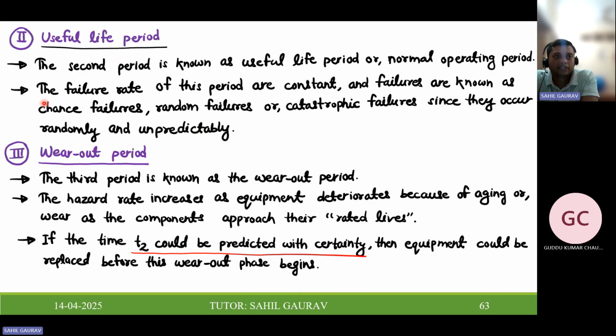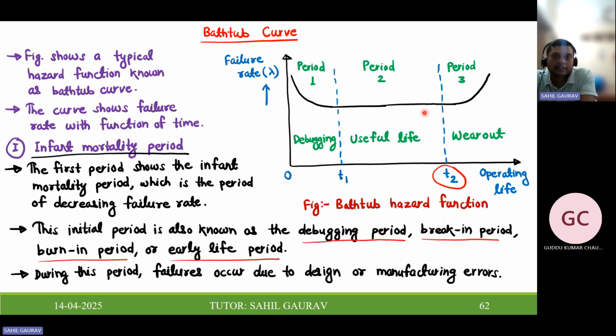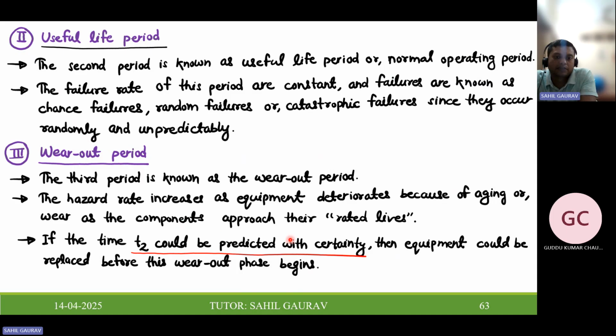While period 2 we call the useful life period or normally operating period. The failure rate of this period is constant, and failures are known as chance failures, random failures, or catastrophic failures since they occur randomly and unpredictably. And the last period is known as the wear out period. The hazard rate increases as equipment deteriorates because of aging. So you can see the failure rate is increasing in this third period, as the components approach their rated lives, and if the time T2 could be predicted with certainty, then equipment could be replaced before this wear out phase begins.